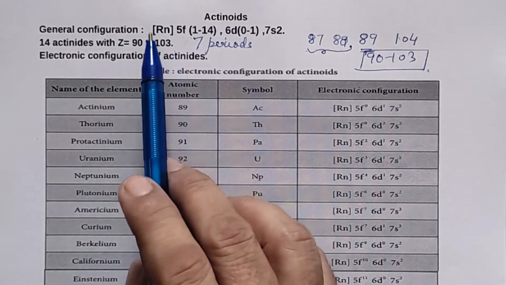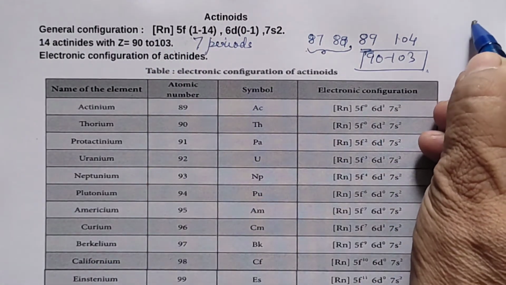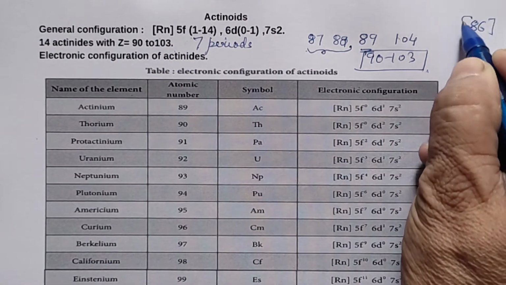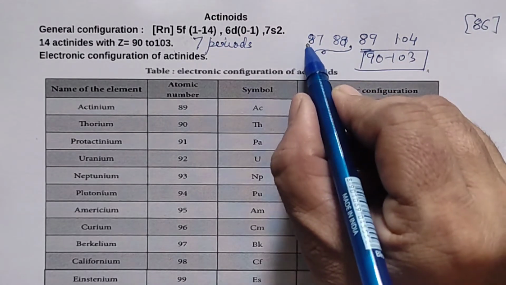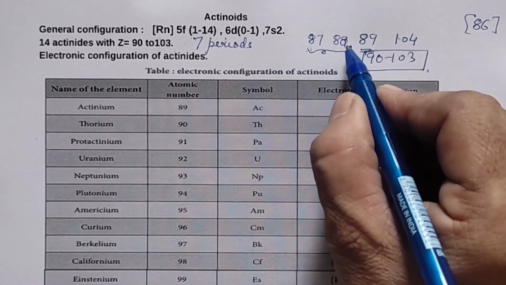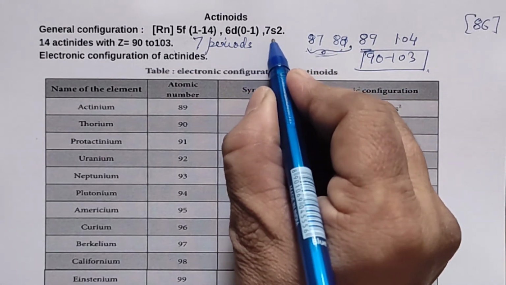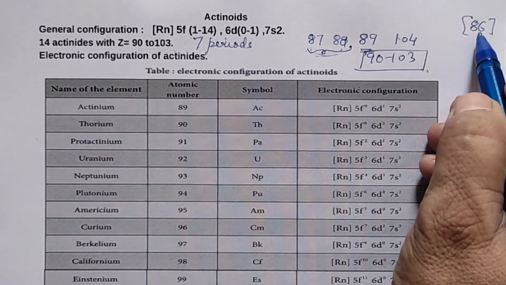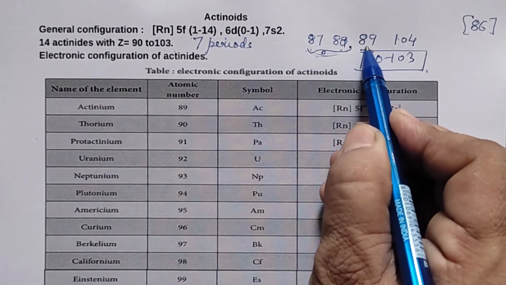Now if we write the general configuration, it will be radon, that is atomic number 86, the last element of the 6th period. Then you have the 7th period first element. Then these two are filled, means 7s2 is filled. So we write the configuration 7s2. Radon is already there, that is completed. Then you have 7s2. Then you have 6d1.